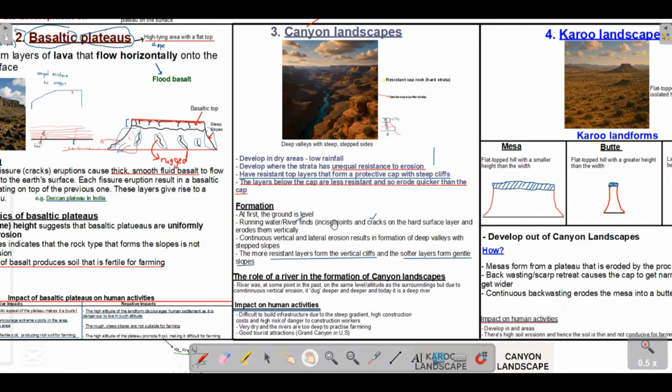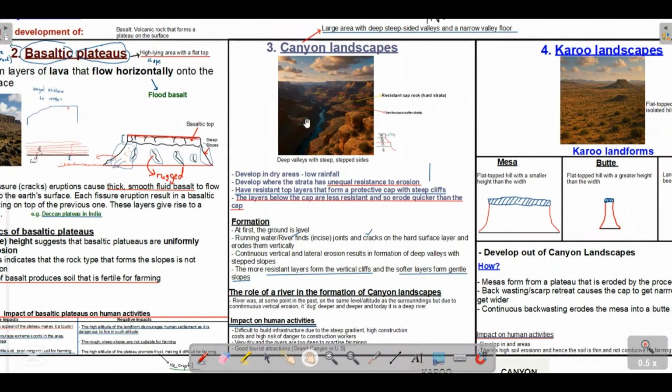So that is a canyon landscape, guys. It's not difficult at all. Okay, it's important that you understand the concepts of erosion. You understand the role of a river in eroding this landscape, in eroding land to form this landscape. So that is a canyon landscape. That's how it looks.